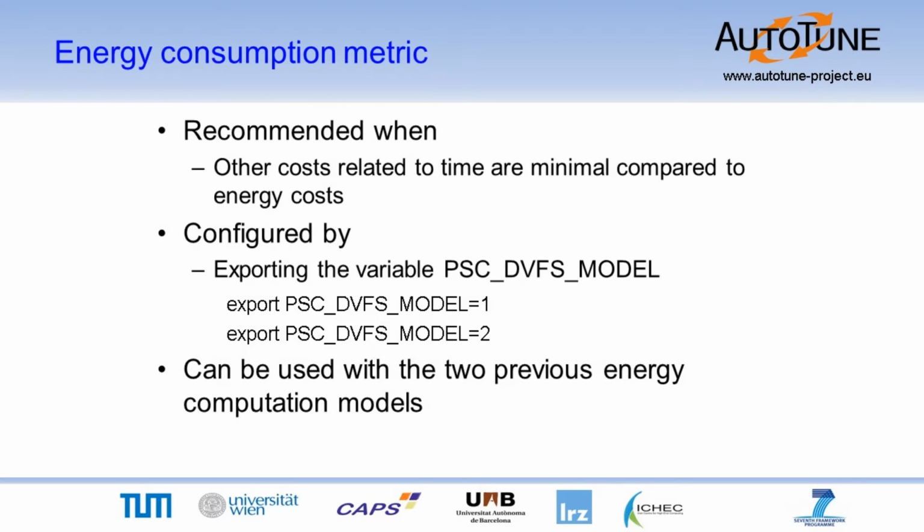It is recommended to use the energy consumption metric when other costs related to the time are minimal compared to energy costs. It can be configured by exporting the variable shown here, and it takes either the value 1 or 2. The only difference is that in the first case the energy is modeled directly. In the second case, power and time are modeled separately and multiplied. The tuning objective for energy consumption can thus be used with the two previous models.